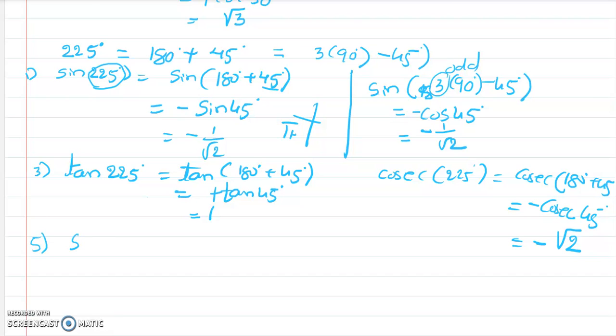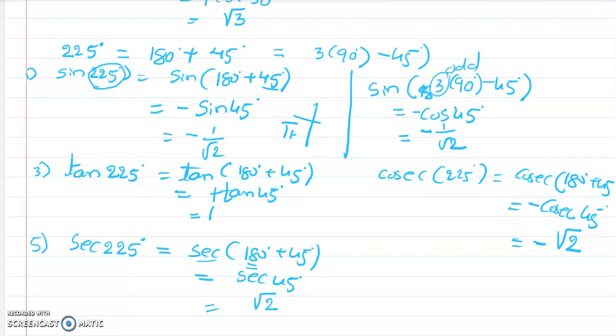Similarly, I can find out the trigonometric ratio sec operating on 225 degree. Sec 180 degree plus 45 degree. 180 is an even multiple of 90. You know 180 can be 2 into 90. So I write sec 45 degree. Cos 45 degree is 1 by root 2, means sec 45 is root 2.